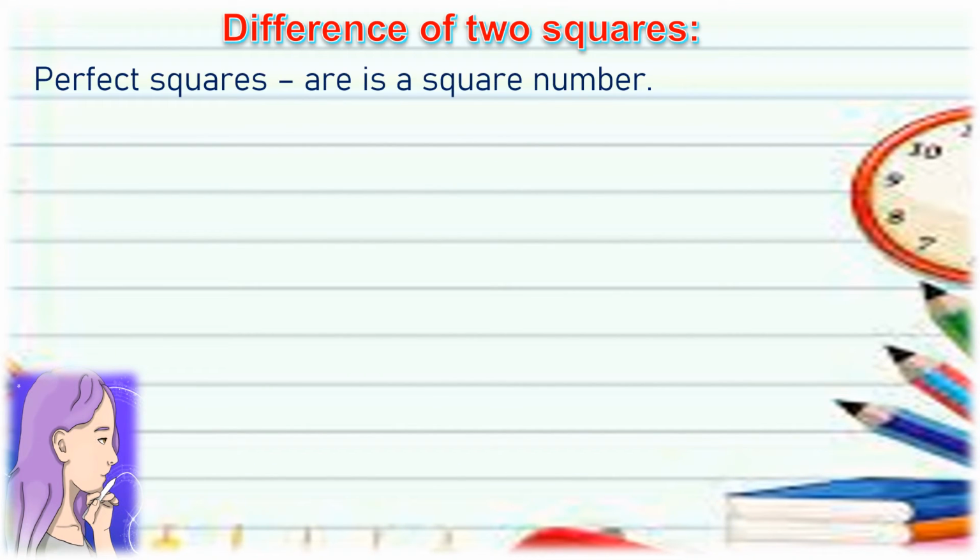Now let us have the difference of two squares. If we are dealing with this one, we have perfect squares. And what are perfect squares? They are square numbers. So let us start with 1. 1 times 1 is 1. 2 times 2 is 4. 3 times 3 is 9. 4 times 4 is equal to 16. And so it goes on and on. So there are other perfect square numbers.